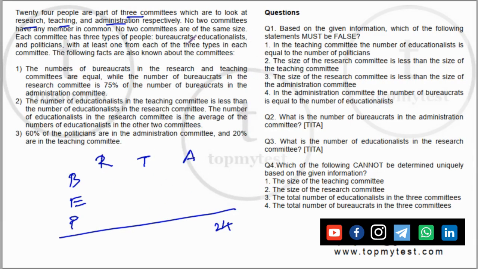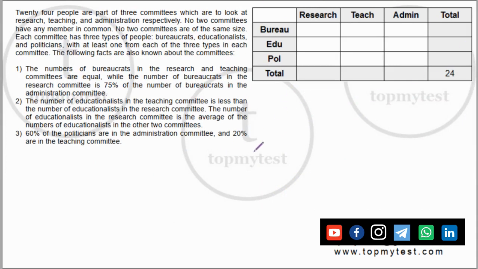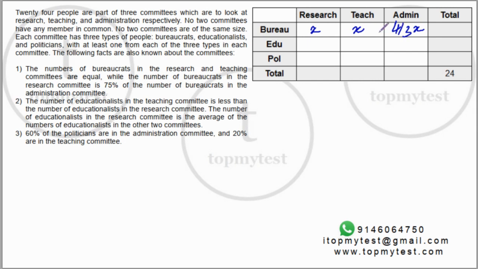Let's go to the part in detail. I have put this out. This is total. So you have bureaucrats, educationists. What we know is no 2 committees are the same size. Now the number of bureaucrats in research and teaching committees are equal. So if this is X, this will also be X. While the number of bureaucrats in research committee is 75% of the number of bureaucrats in administration. So this is 75% of this. So this will be 4/3 of X, which means the total should be 10/3X. So this part is done.